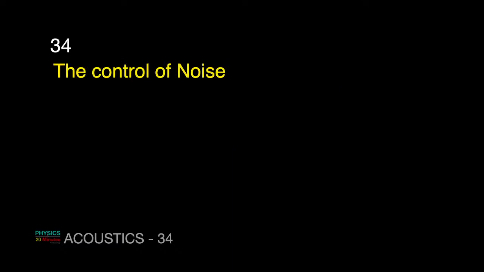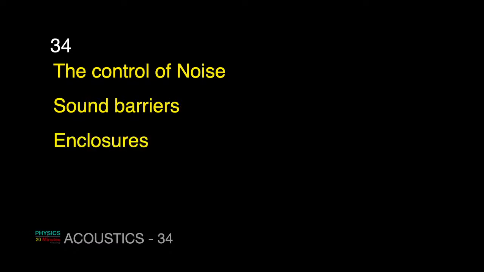Today we will talk about certain aspects of noise controls like use of sound barriers, use of enclosures and absorbers. So we are going to talk about these three aspects of noise control. So let's go through them one by one.